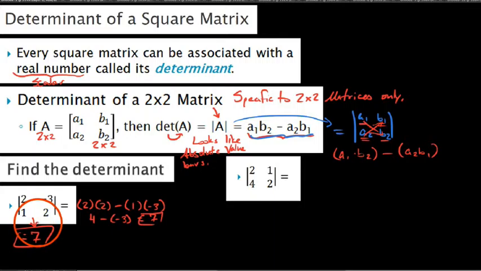I say that these two things mean exactly the same thing, and that is the number that's associated with this particular matrix here as its determinant. So we say the determinant of this matrix here. Let's see if we can speed up this process a little bit.